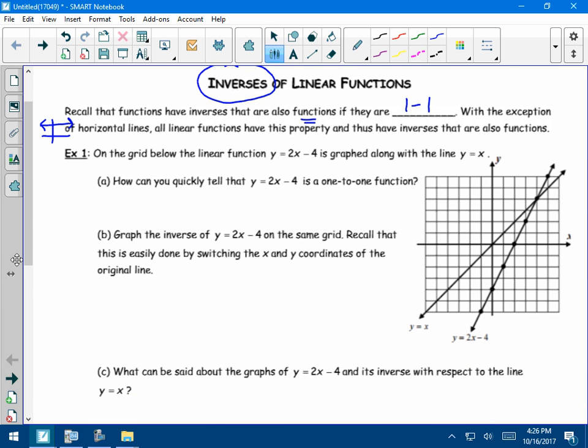Example 1 says, on the grid below, the linear function y equals 2x minus 4 is graphed along with the line y equals x. How can you quickly tell that y equals 2x minus 4 is a one-to-one function? How do you know that this line here is one-to-one looking at its graph? It passes the horizontal and vertical line test. Right. So it passes the vertical line test and the horizontal line test.